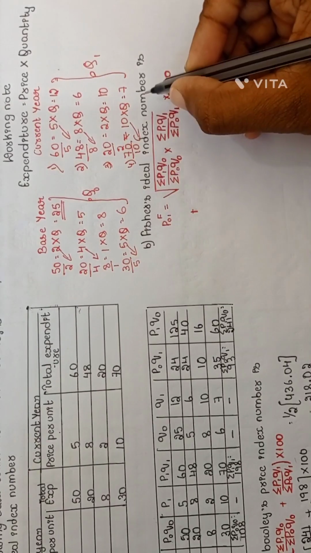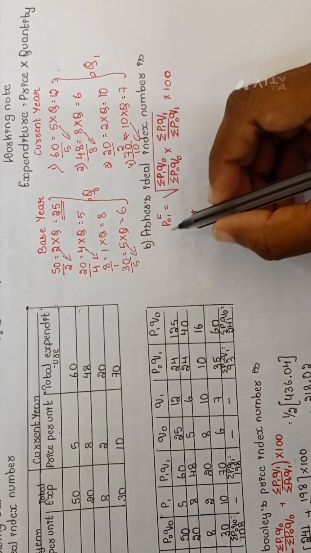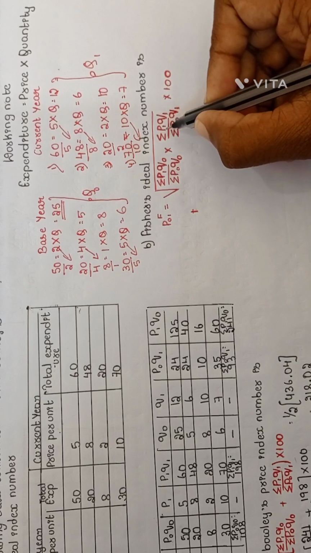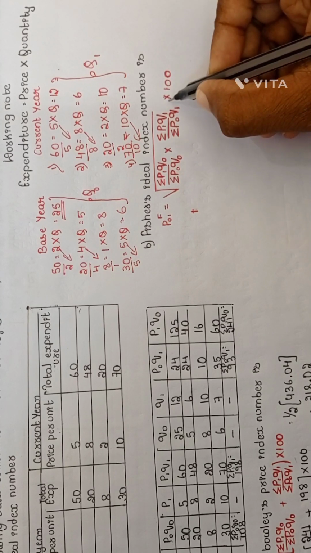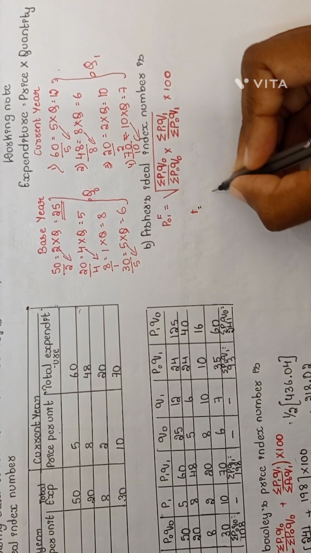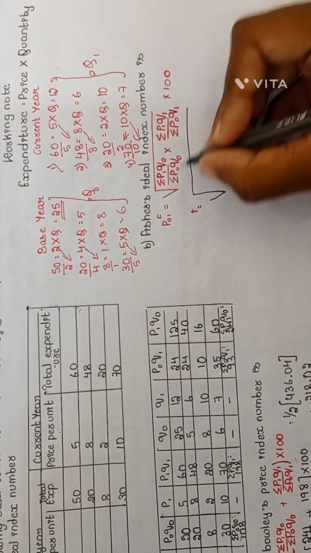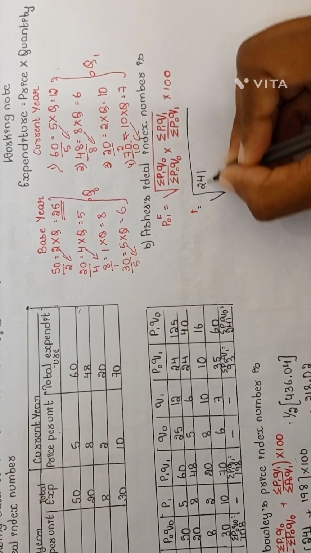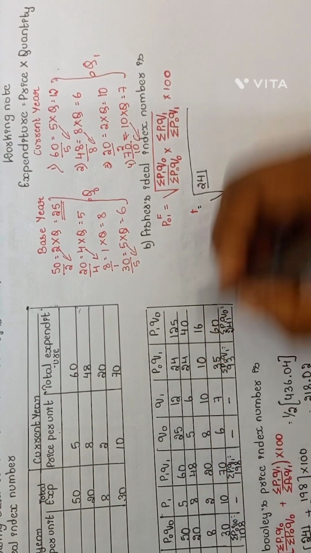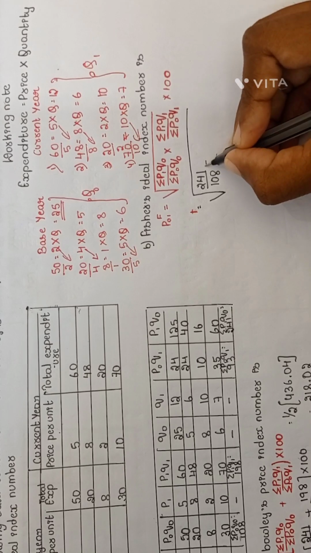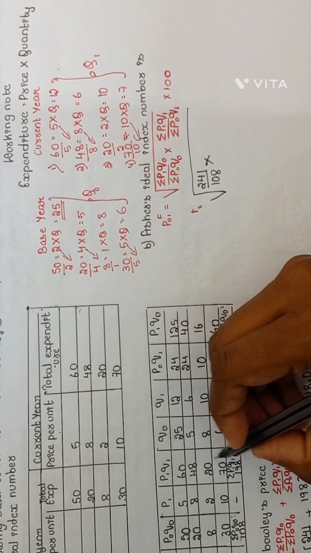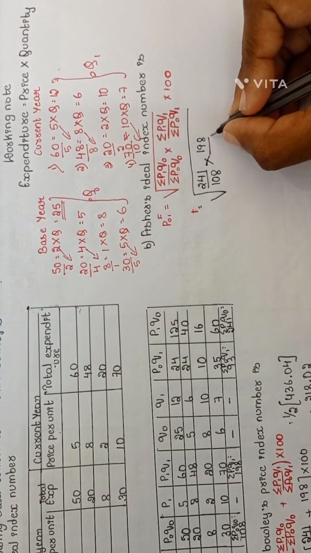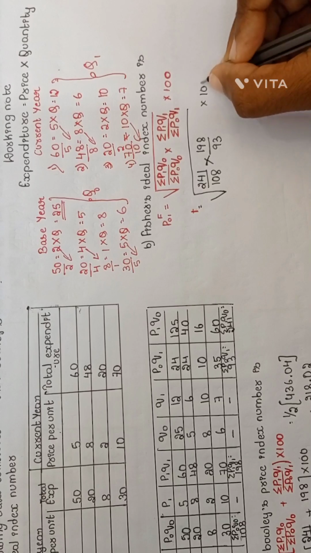Now let's compute Fisher's ideal index number, and the formula for Fisher's ideal index number is the square root of summation P1 Q0 divided by summation P0 Q0 into summation P1 Q1 divided by summation P0 Q1, into 100. So let me take down the values. First write the square root, and the summation P1 Q0 value is 241 divided by summation P0 Q0 value, 108, into summation P1 Q1 value, 198, divided by summation P0 Q1 value, 93, into 100.